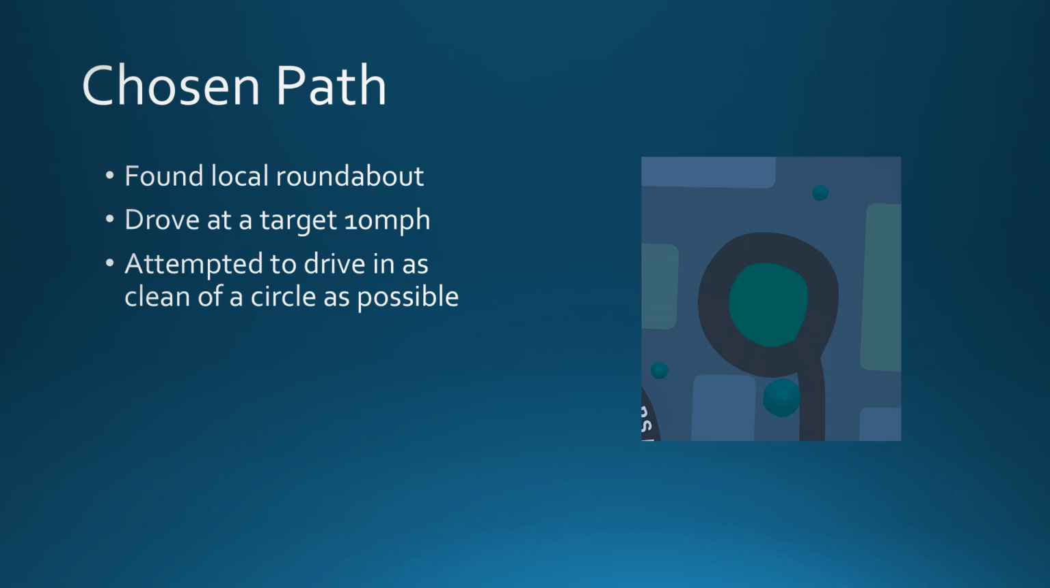The chosen path was a local roundabout. I drove at a target 10 miles per hour, and I attempted to drive in as clean of a circle as possible. That means keeping the radius constant and keeping the speed constant.